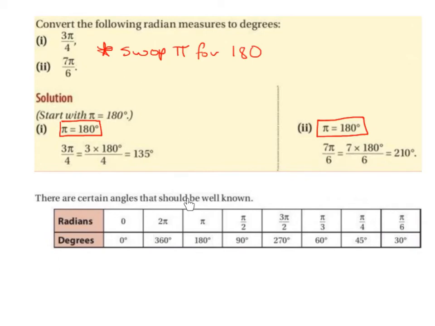There are certain angles that should be known well. So 0 radians is 0 degrees, 2 pi is 360 degrees, pi is 180 degrees, pi over 2 is 90 degrees, 3 pi over 2 is 270 degrees, pi over 3 is 60 degrees, pi over 4 is 45 degrees, and pi over 6 is 30 degrees. We'll come across these a lot in our trigonometry course. It's important to get very familiar with them.